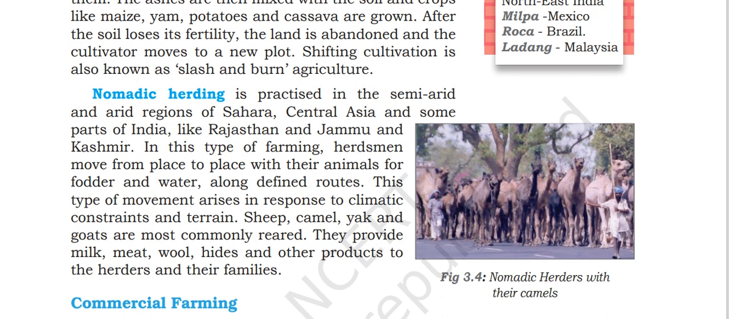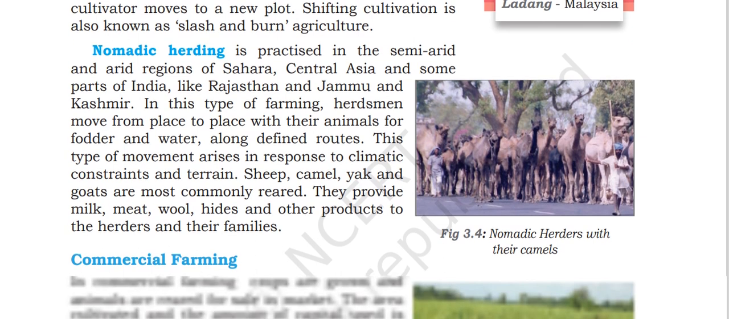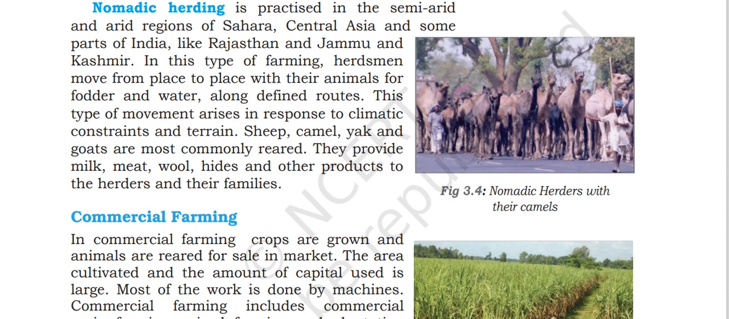In this type of farming, herdsmen move from place to place with their animals for fodder and water along defined routes. This type of movement arises in response to climatic constraints and terrain. Sheep, camel, yak and goat are the most commonly reared. They produce milk, meat, wool, hide and other products for the herders and their families.